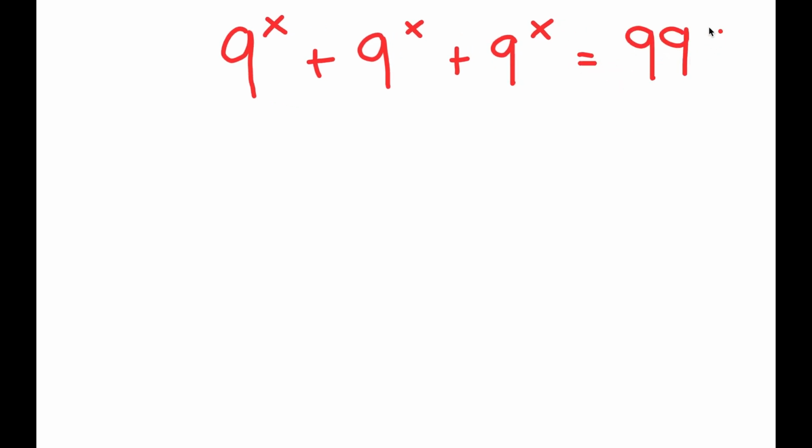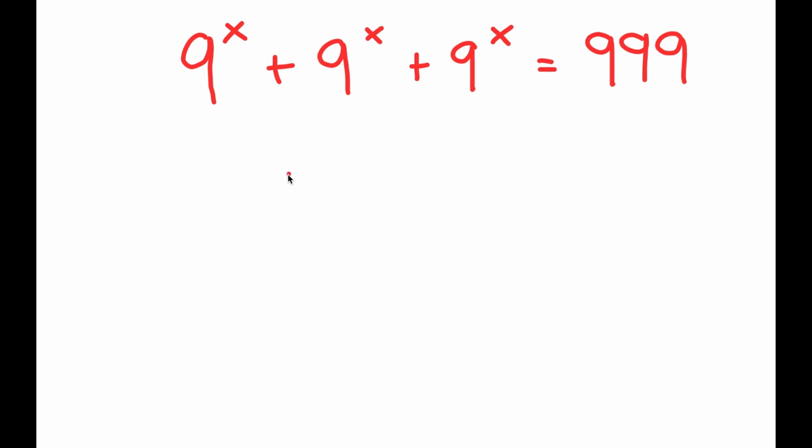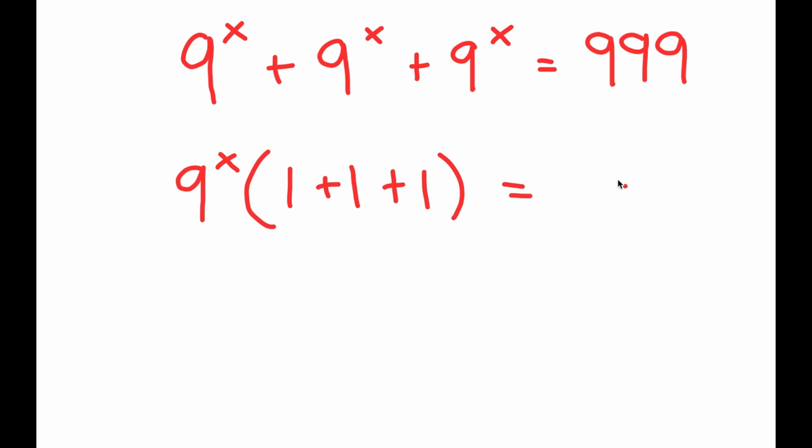Alright, so in this video, I'm going to solve the equation 9 to the power of x plus 9 to the power of x plus 9 to the power of x is equal to 999. So to solve this, I'm going to first start by factoring out 9 to the power of x from the left-hand side. So I get 9 to the power of x times 1 plus 1 plus 1 is equal to 999.